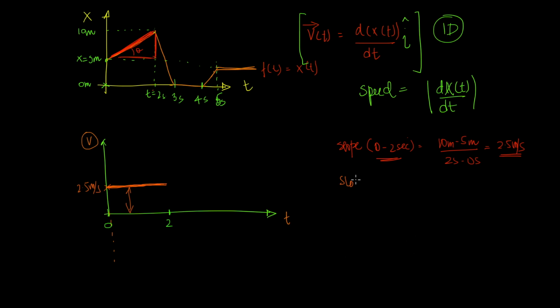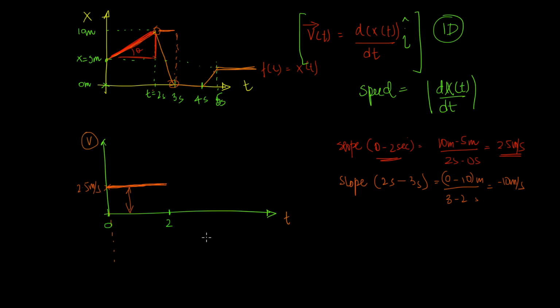What about the second slope? The second slope for the second segment, so the slope for 2 seconds to 3 seconds. Well, we can evaluate that in the same manner as we had done before. We consider this height, but in the negative, and this length, again, in the positive. The body is at 0 here, and at 10 there. So it's 0 minus 10 meters divided by 3 minus 2 seconds, that gives you negative 10 meters per second.